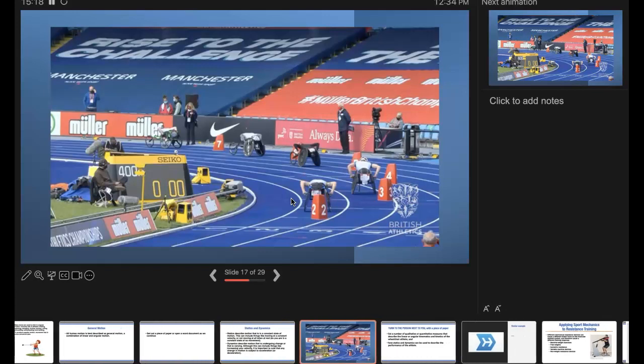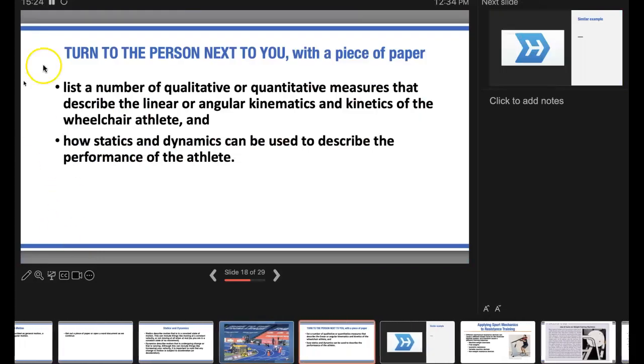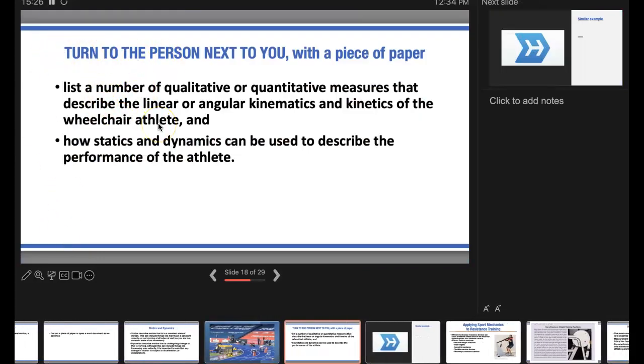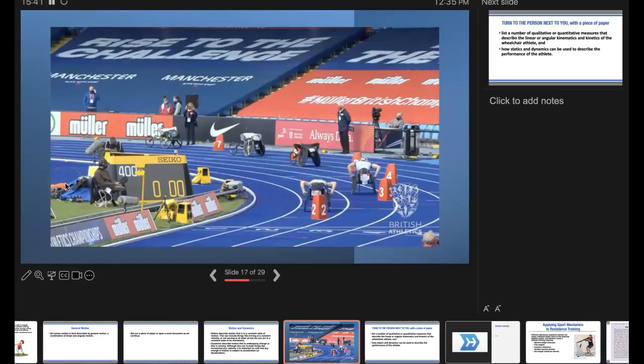All right, so here's the project here. You need to, on a piece of paper here, I'm going to scoot ahead here. You're going to tell the person next to you, you're going to work with somebody, and you're going to list several qualitative, quantitative measures, linear and angular kinematics and kinetics, and then static and dynamics of this athlete. So you're going to use all 6 of those, and I want you to basically describe them all as they pertain to this.